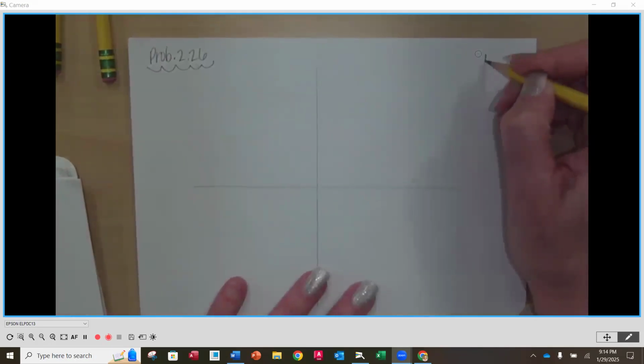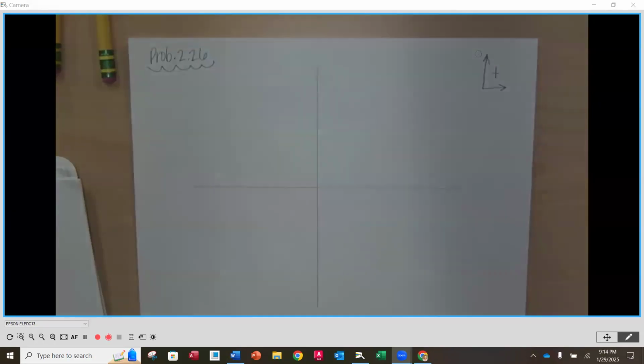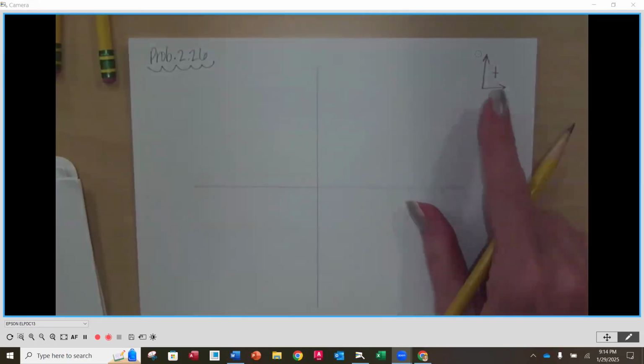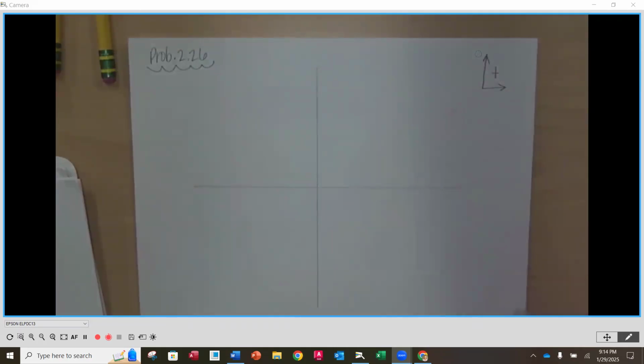I'm going to add my convention in the upper right-hand corner. Remember, you need to do this, otherwise you lose a point on each one of your problems. So make sure you add the convention.